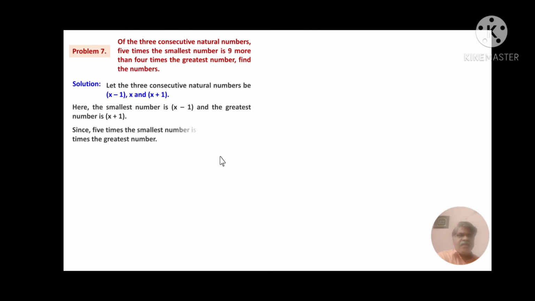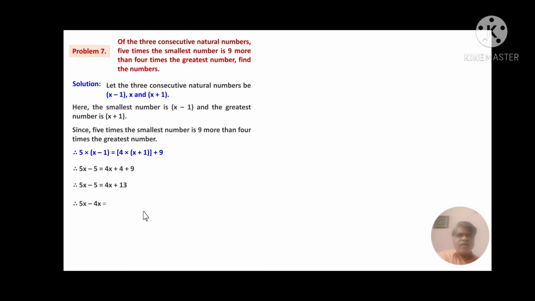Since 5 times the smallest number is 9 more than 4 times the greater number, 5 times means 5 into x minus 1 and 4 times means 4 into x plus 1 plus 9. So the equation will be like this. We will simplify this one. 5x minus 5 is equal to 4x plus 4 plus 9. So 5x minus 5 is equal to 4x plus 4 plus 9, which is 4x plus 13.